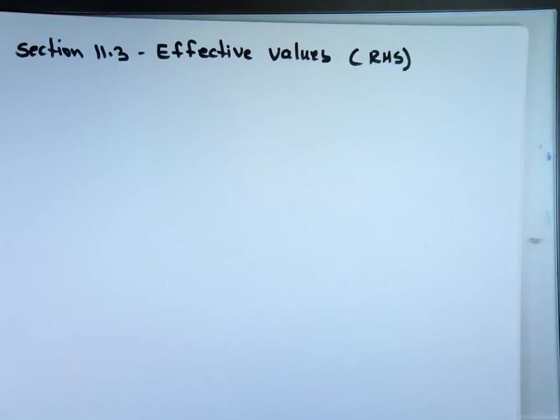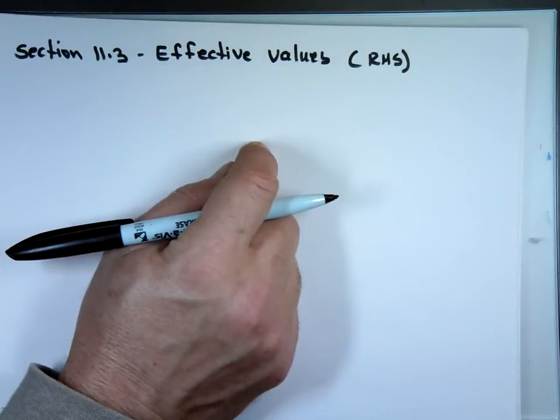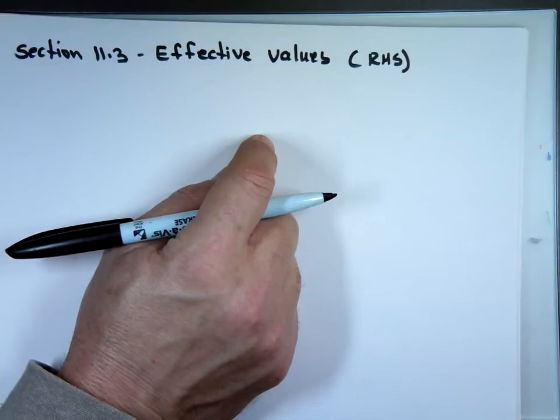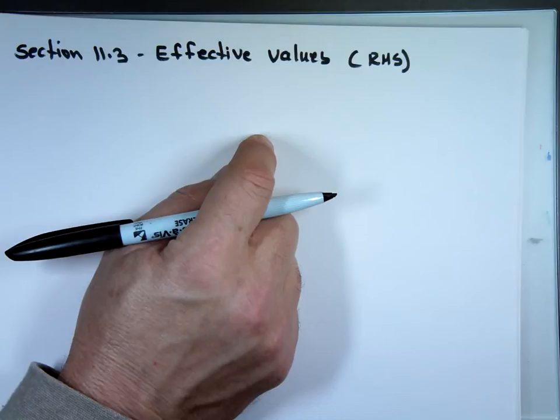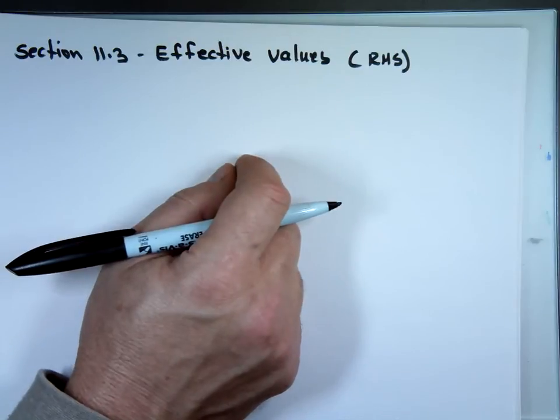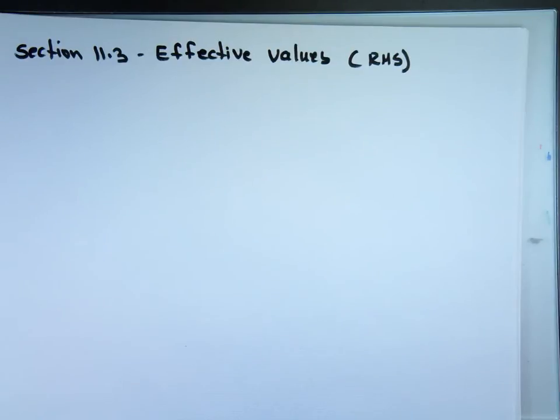The effective values, or the RMS values: root, mean, square. Our book defined the effective value of this sinusoidal voltage as its measure of the effectiveness of a voltage source in delivering power to a resistive load.